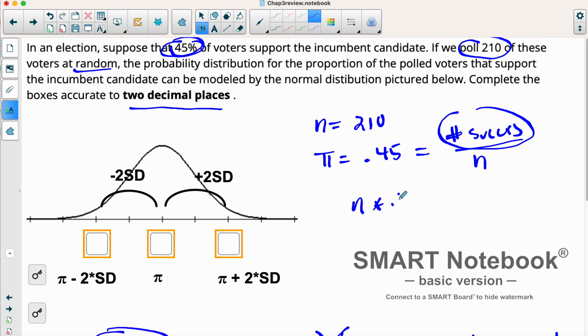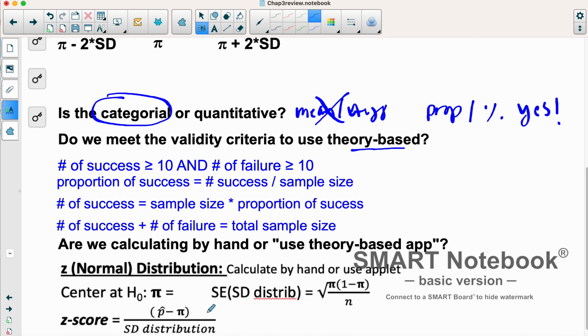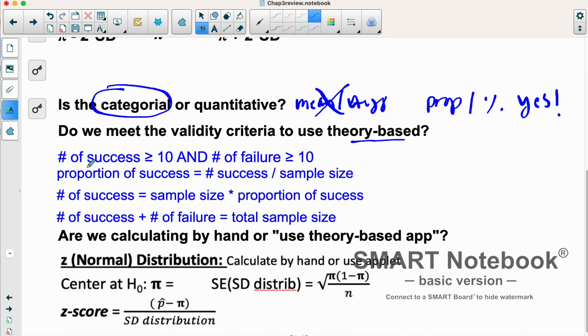N times 0.45 equals the number of successes. My N is 210. 210 times 0.45 is about 95. Okay, I have it down here. The number of successes is equal to the sample size times the proportion of success. That's equal to 210 times 0.45.